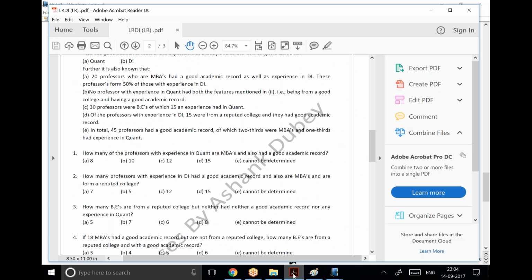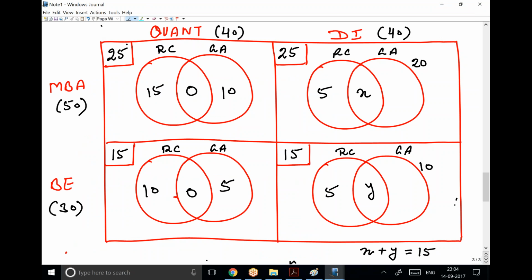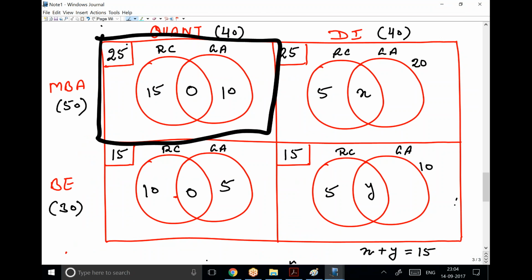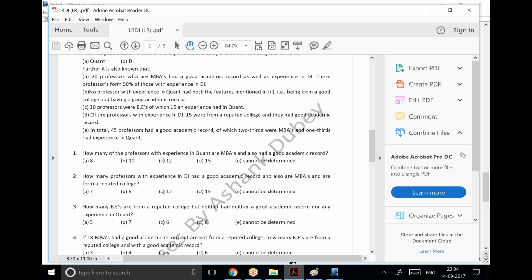So they are saying professors with experience in quant, MBA, and good academic record. How many professors with experience in quant are MBAs and also have good academic record? Quant, MBA and good academic record. So for quant MBA, we are talking about only this particular box, and good academic record 10. So the right answer comes out to be 10. The other answers you can anyway find out.